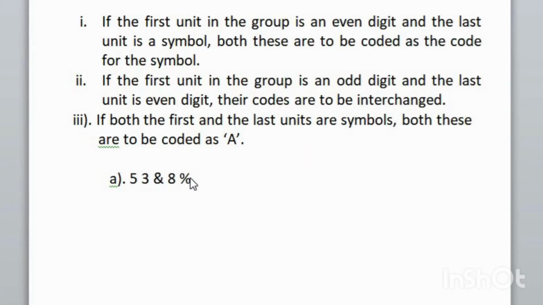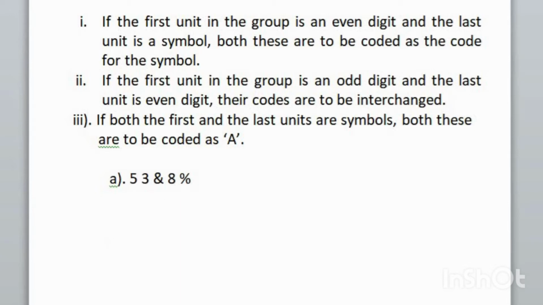In the first question, the first one is a number 5, it is an odd number, and the last one it is a symbol, percent is a symbol. Now the conditions are: if the first unit in the group is an even digit, is it an even digit 5? No, it is an odd digit. So the first condition is not possible. Now going to the second condition, if the first unit in the group is an odd digit, yes, it is an odd digit, and the last unit is even digit. Is the last unit even digit? No, it is a symbol. So the second condition is also not possible. Now going to the third condition, if both the first and the last units are symbols, the last unit is a symbol but the first unit is not a symbol. So these 3 conditions are not possible for this question, first question.